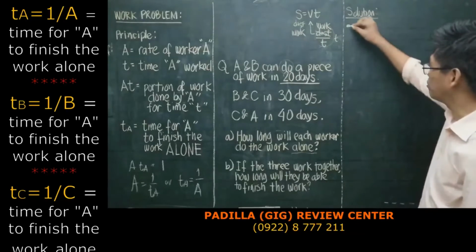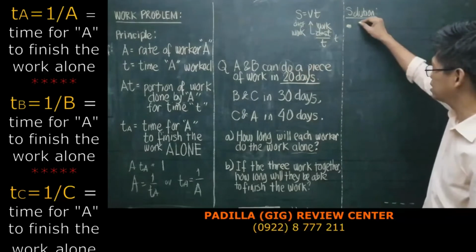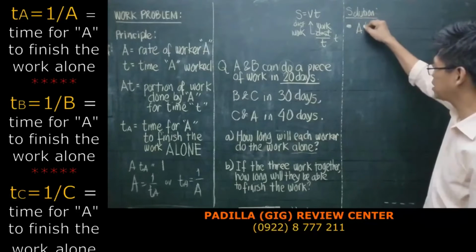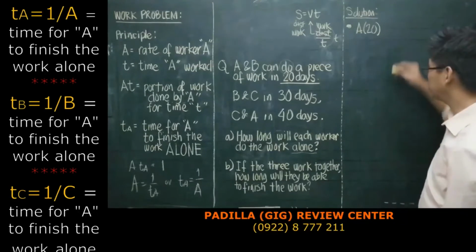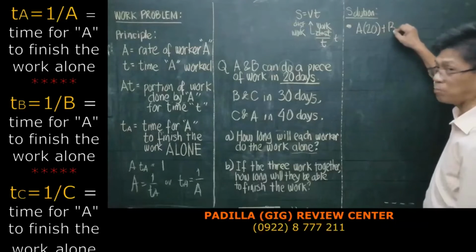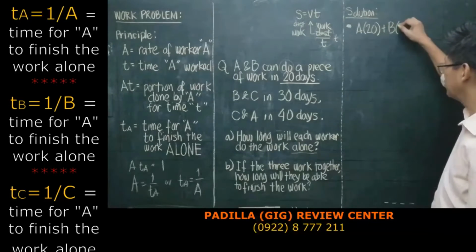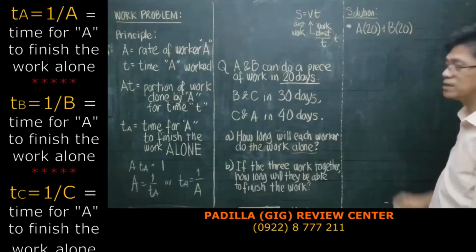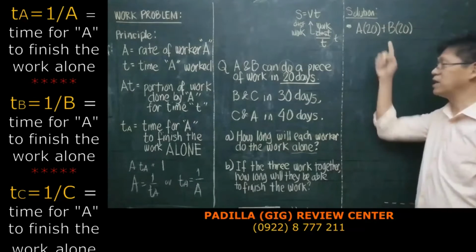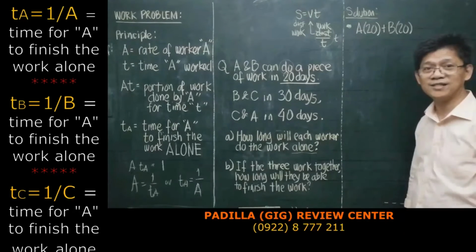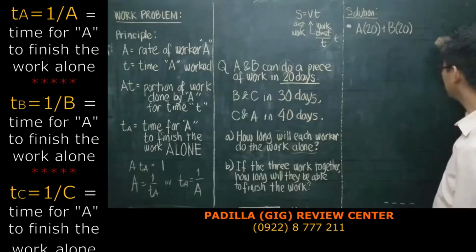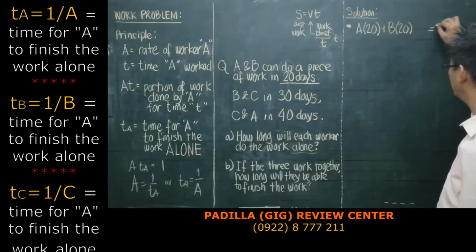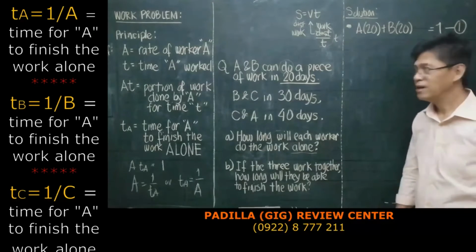In equation form, the contribution of A is the rate of A times the time of work, 20 days. Plus the contribution of B is the rate of B times the time he worked, 20 days. If A and B work for 20 days, the work is done or is finished. So this must be equal to 1. Let me call this equation 1.